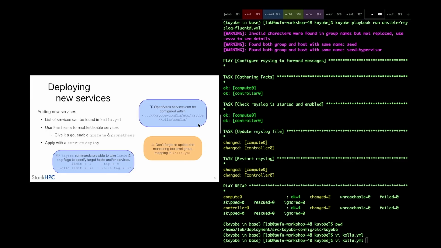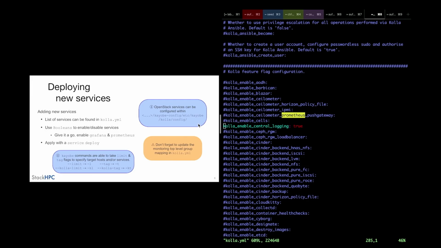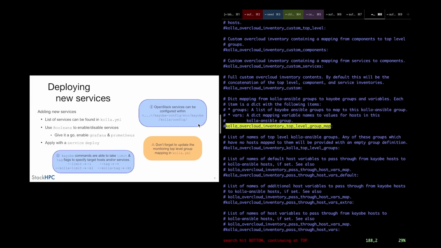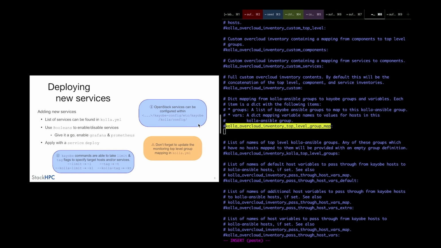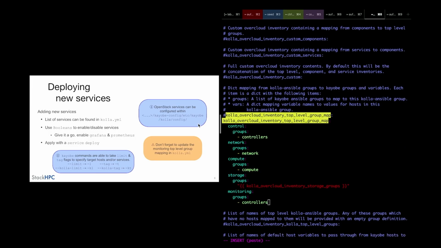So there is another variable in here called kolla_overcloud_inventory_top_level_group_map, which is very hard to say even once. What I'm going to define here is essentially I'm pasting in the default values we already have and then adding a new monitoring group for us to define where the monitoring services should actually be deployed. So here I've just pasted all these up here, the defaults, so the control nodes go to controllers, your network nodes go to networks, and so forth. We want our monitoring nodes to go to our controllers too here.